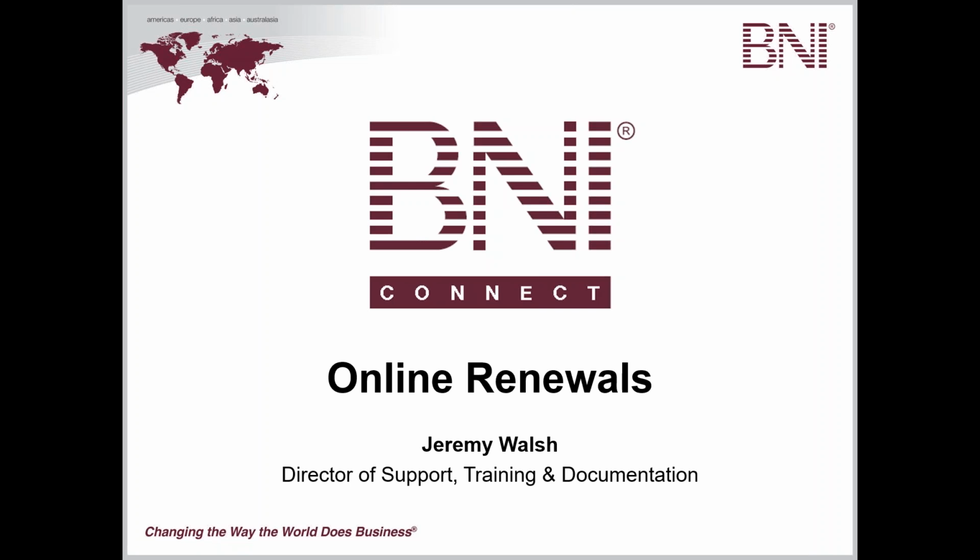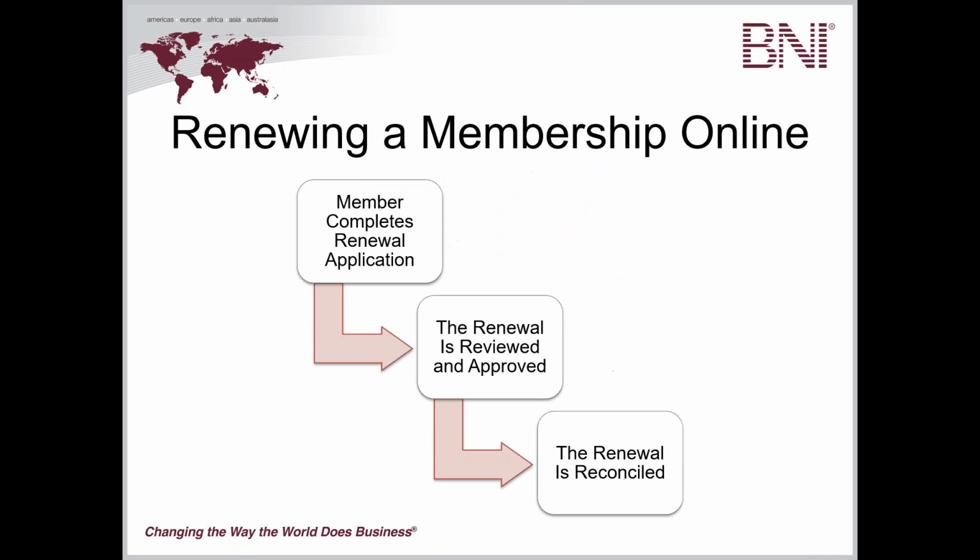So here's how the process works. This is how it looks in general, and really it's the same as a regular application process. A member completes a renewal application that is submitted online. That renewal does need to be reviewed and approved by the membership committee. Again, no secret there, no change there. And then the third one is that the renewal is reconciled, same as that happens now. Once the money is received in the regional office, that is verified.